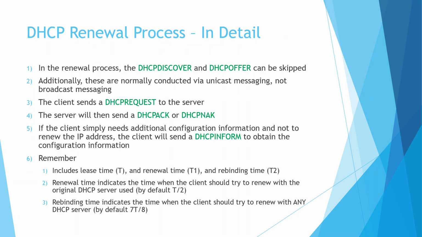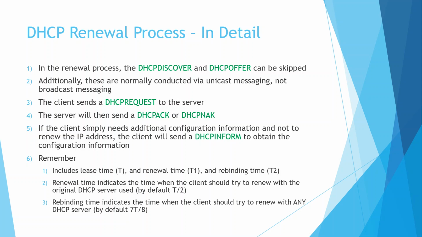So the initial DHCP process and the renewal process are very similar. So remember, we have DORA. In the case of the renewal process, we get to skip the discover and we get to skip the DHCP offer. And the reason is because we already know what DHCP server we are working with, and we already know what IP address we want to use. So we're going to use our unicast messaging this time, not broadcast messaging, and we're just going to send a DHCP request to the server. And then the server is going to send a DHCP ACK or a DHCP NAK. If it's a DHCP ACK, things are all good to go.